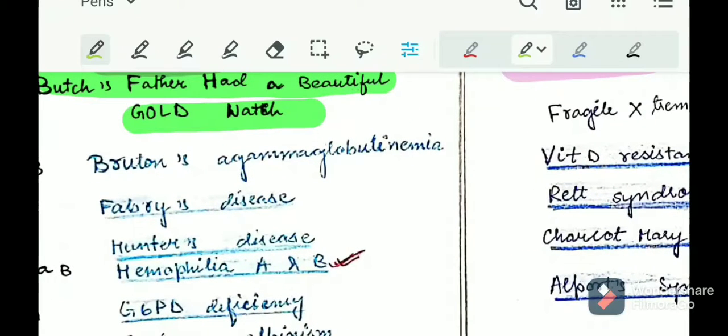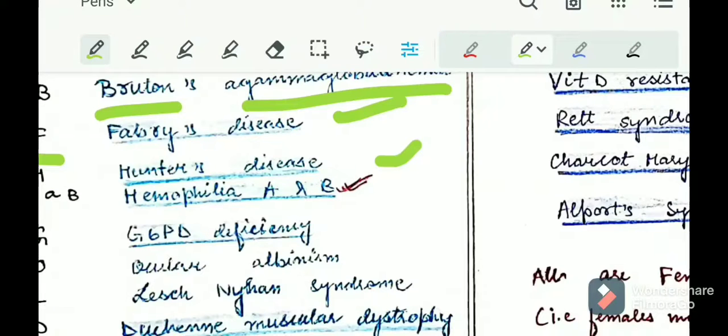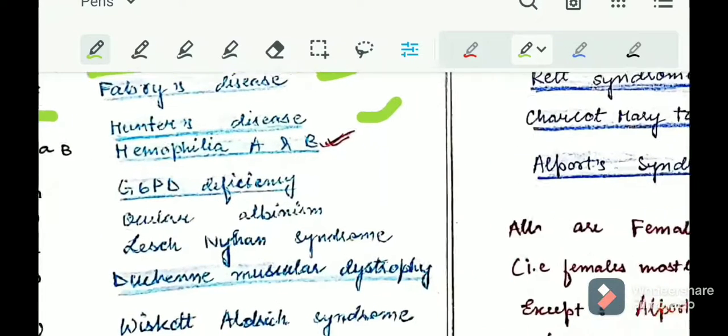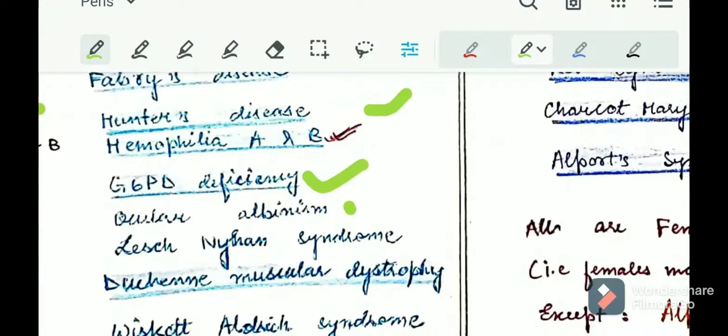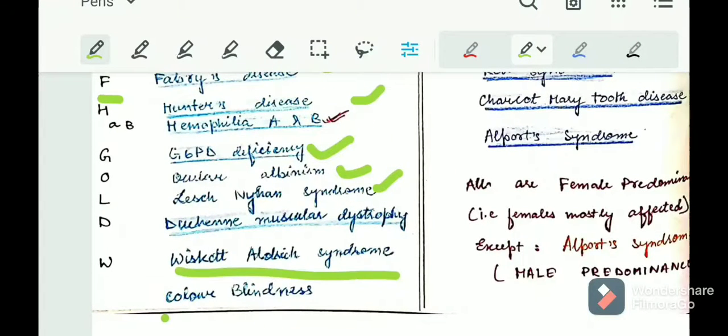Now see, B for Bruton's agammaglobulinemia, F for Fabry's disease, H for Hunter's disease and hemophilia A and B, Gold for G6PD deficiency, ocular albinism, Lesch-Nyhan syndrome, Duchenne muscular dystrophy, and watch, W for Wiskott-Aldrich syndrome. And also remember, color blindness also falls in this group of disorders, that is X-linked recessive.